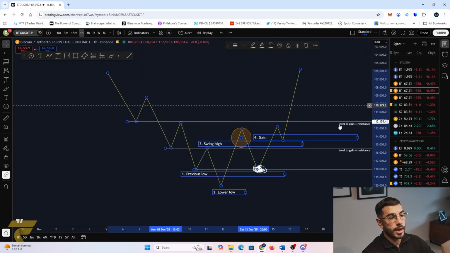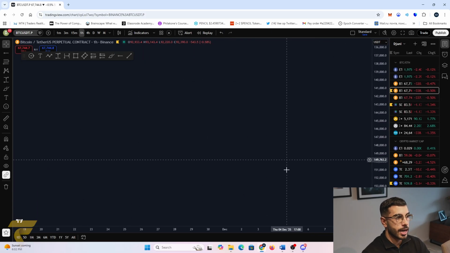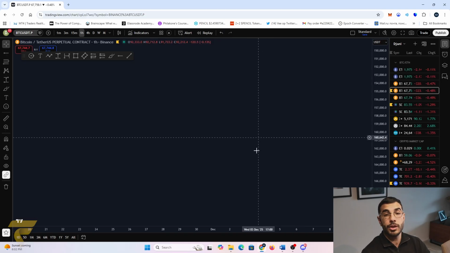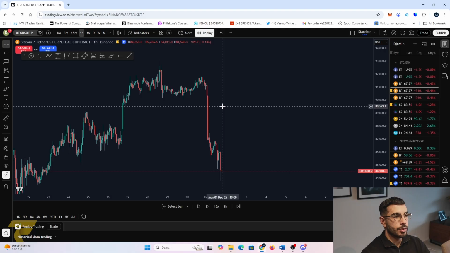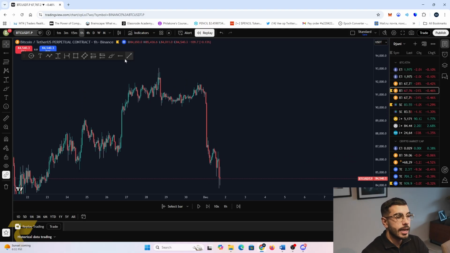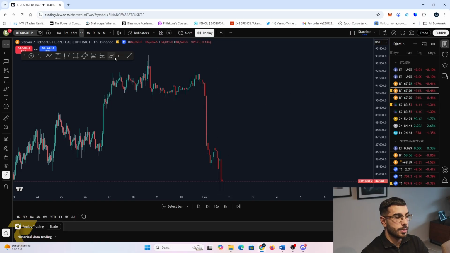So if we are going to apply the theory into practicality, there are a couple of very good examples. So this is actually a very beautiful example. And if we are going to follow the price action in chronological order, again, you can clearly and visibly see that obviously price was in a downtrend.